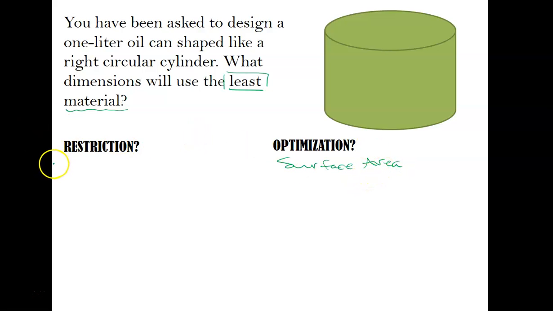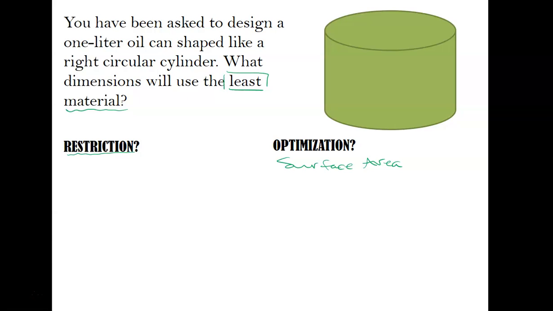Okay. We also need to look into the problem and find our restriction. Sometimes I call it a restriction, sometimes I call it a limitation. Because again, and this is really extreme and kind of silly, but if you just say to me, what dimensions will use the least material? My answer is no dimensions. I just won't build the can. How do you like that?